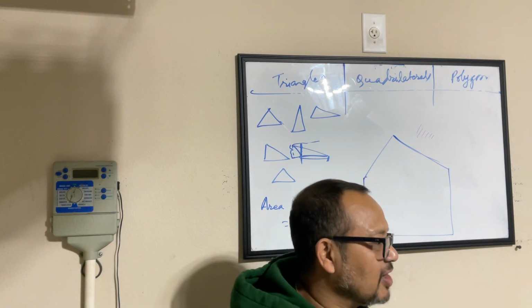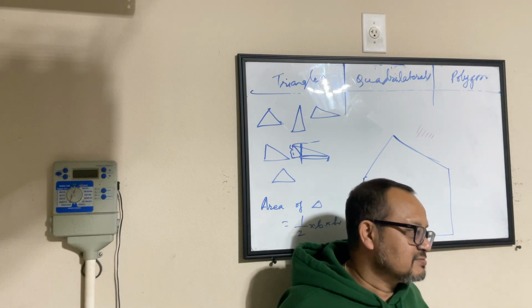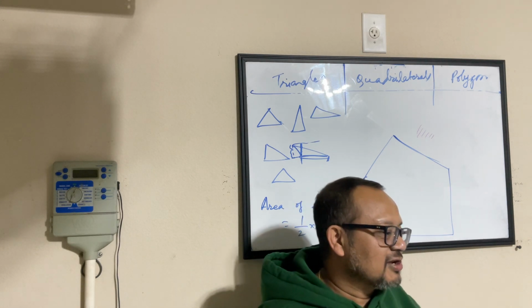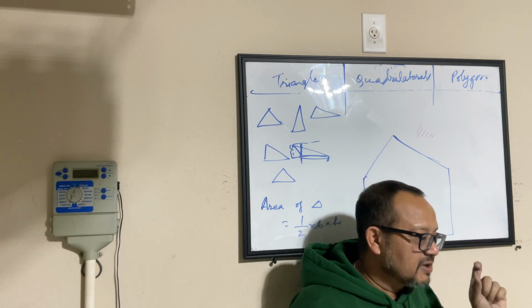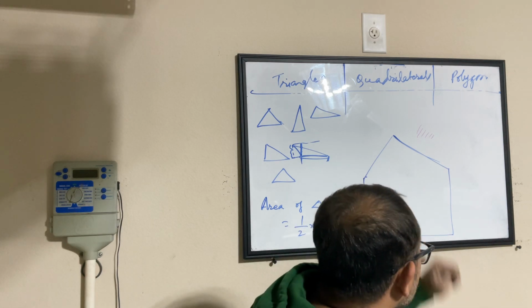So whenever you have poly, polymorphism, polygon, polynomial, everything, poly stands for many when you're dealing with multiple things. Okay? So anyways, coming back to this one.